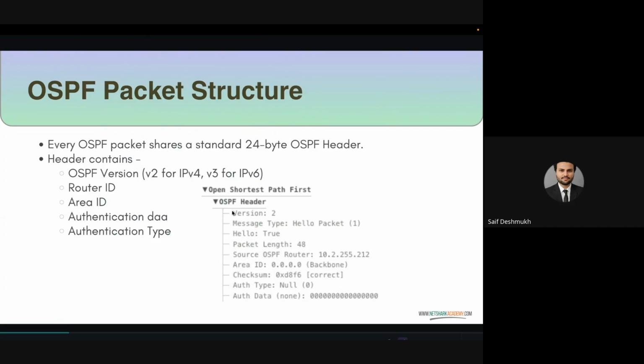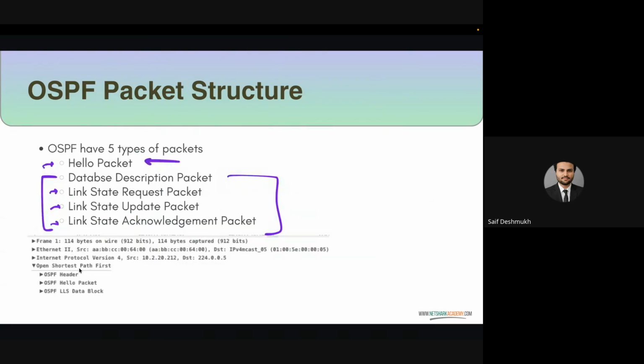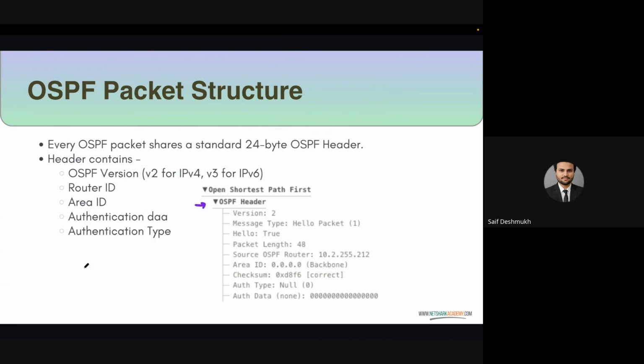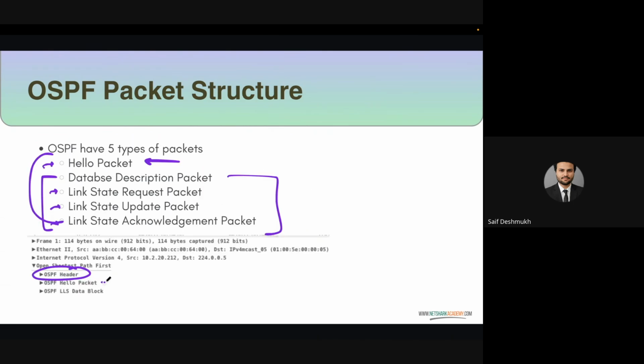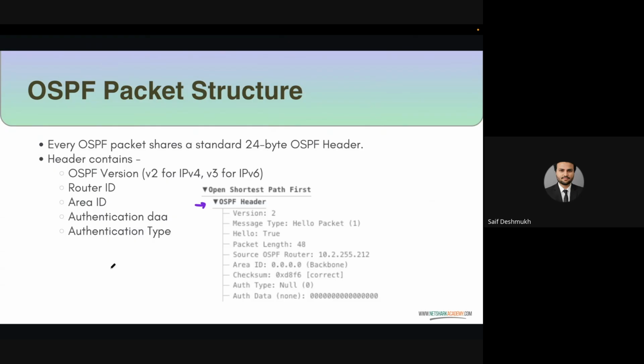In the header, I'm not talking about the packet level information, OSPF hello, DBD. I'm talking about the header itself. That's always going to be there with them, regardless of which packet it is. What do we have inside? We're going to see what version it is. Is it version 2 or version 3? What type of packet it is? Packet type 1 is basically the hello packet.